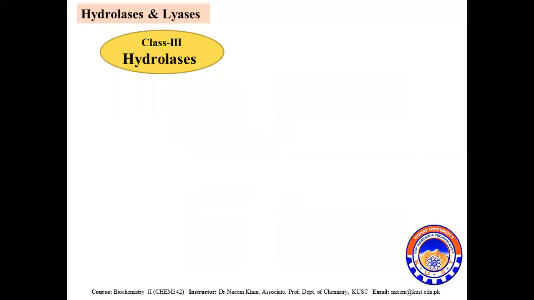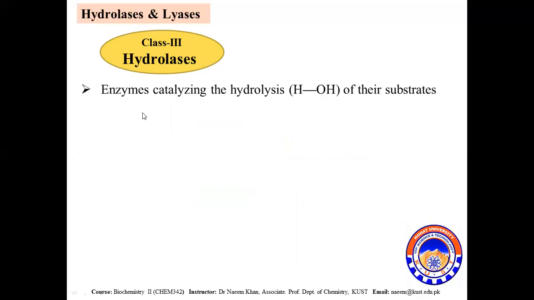Class 3. Class 3 is the hydrolases. Hydrolases are the enzymes which are catalyzing the hydrolysis. That reaction in which the bond of hydrogen to hydroxyl group is broken down is called hydrolysis. Hydrolysis means lysis of water. That reaction in which this bond H and OH is broken is called hydrolysis.